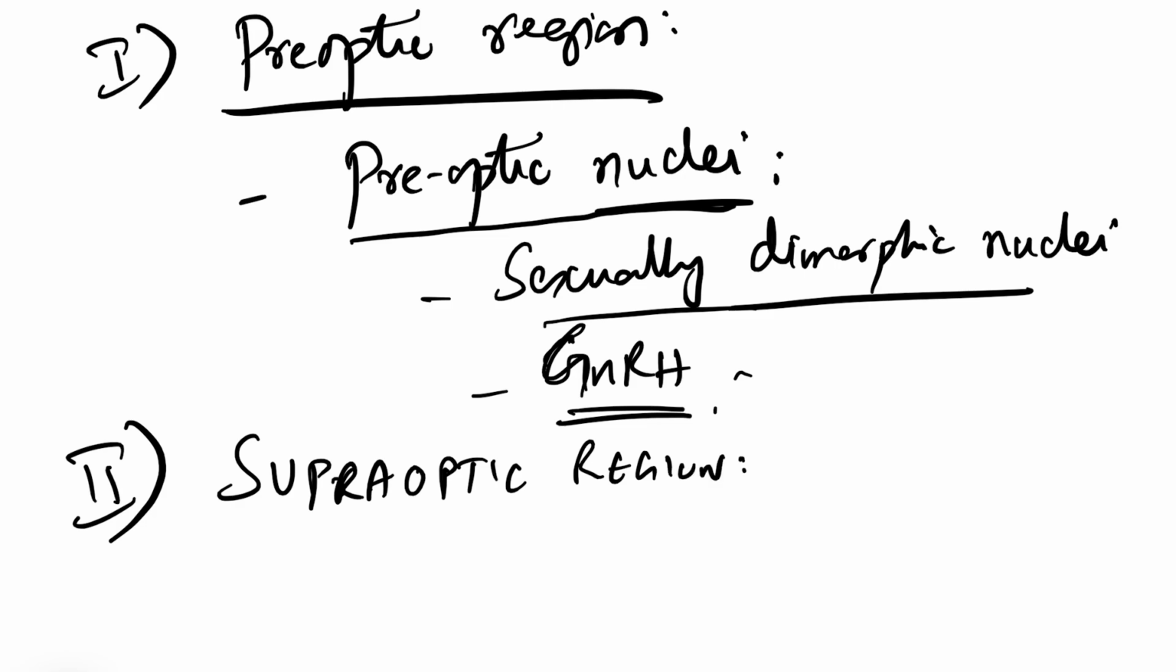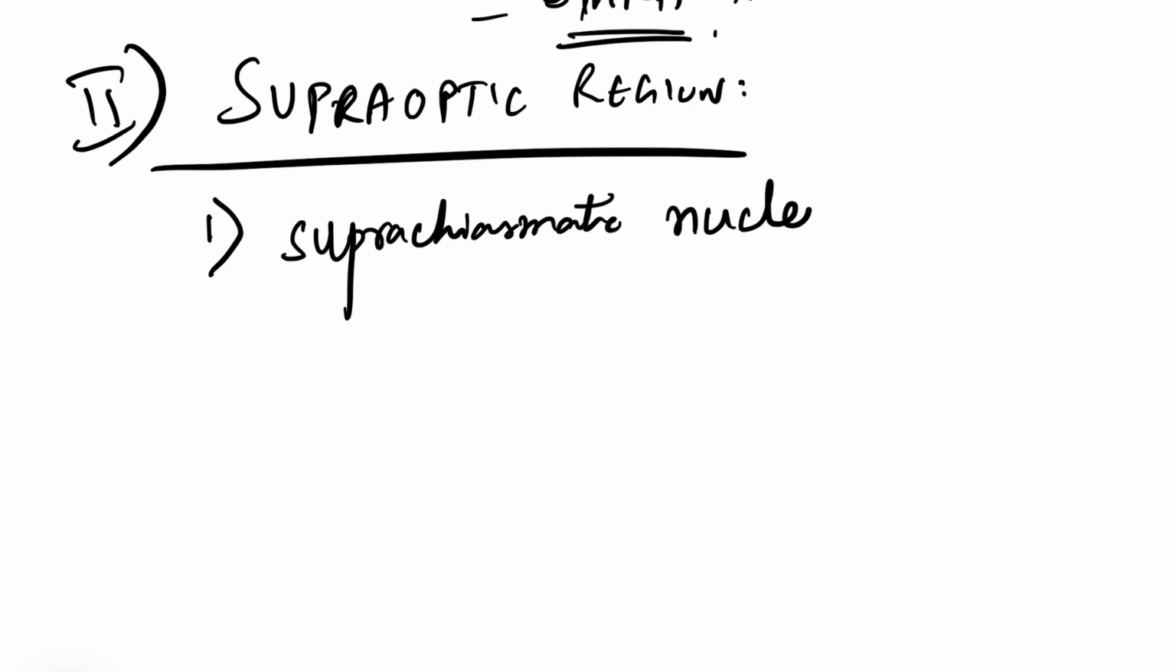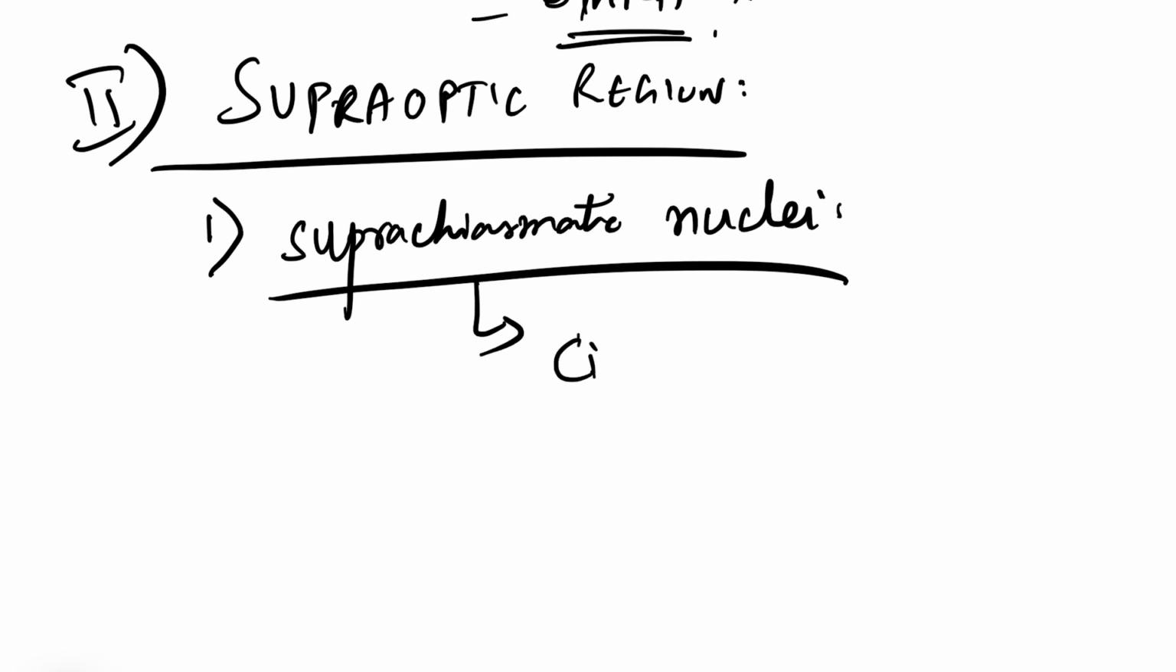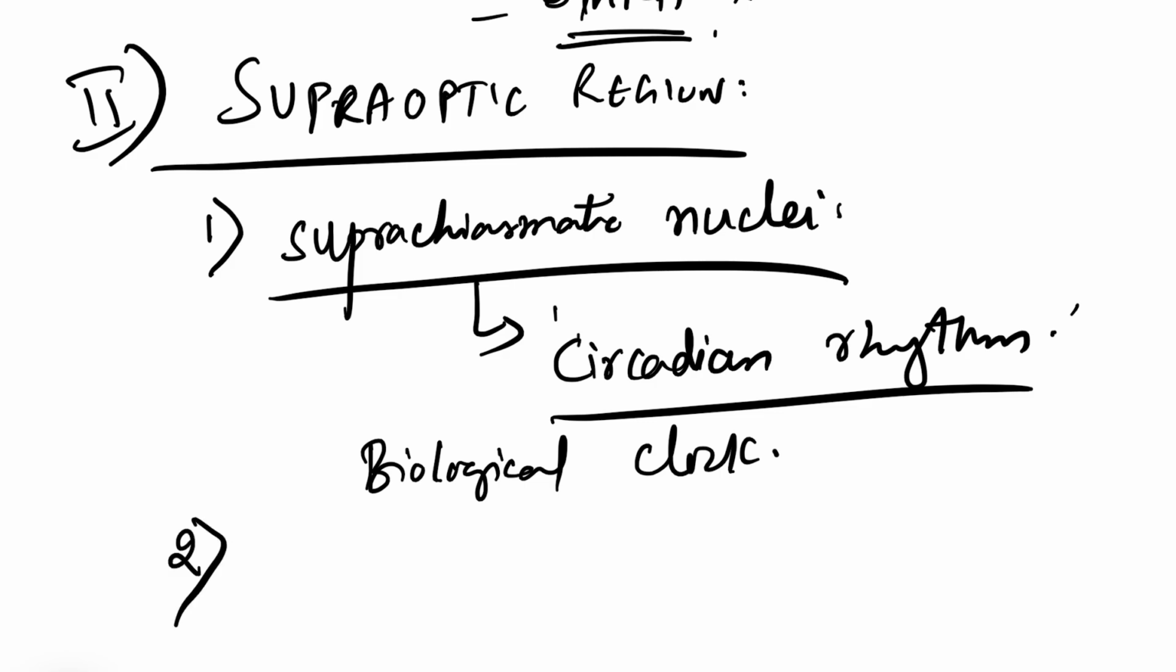Supraoptic region. The nuclei present are: the first is the suprachiasmatic nuclei. The importance of this nuclei is that it maintains the circadian rhythm, that is the day to night 24 hour cycle. That's why it is also called the biological clock. Details we'll discuss in the functions of the nervous system.